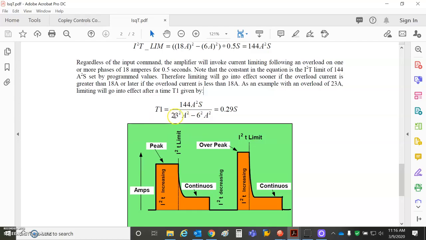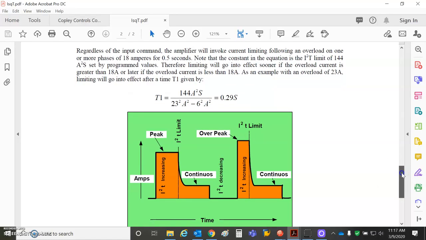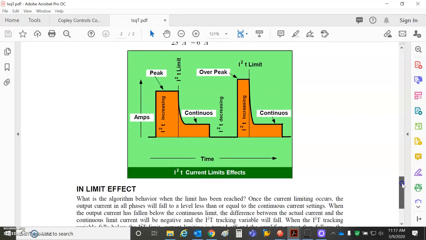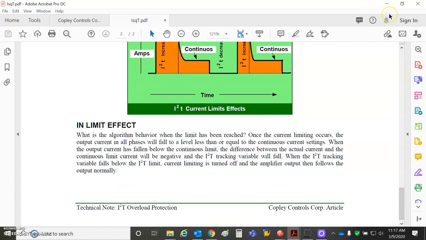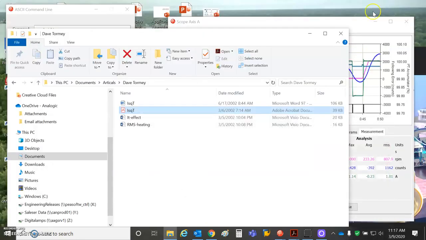Actually, this one's showing the time if I was at 23 amps, right? So I'm going way over the current peak to something larger, and it shows me that the time is much shorter. So I used half a second here, and I get half of that again here if I try to go above. And that's the effective heating of the motor. And so that's what the I squared T limiting is doing in the drive. It's just protecting the motor from overheating.